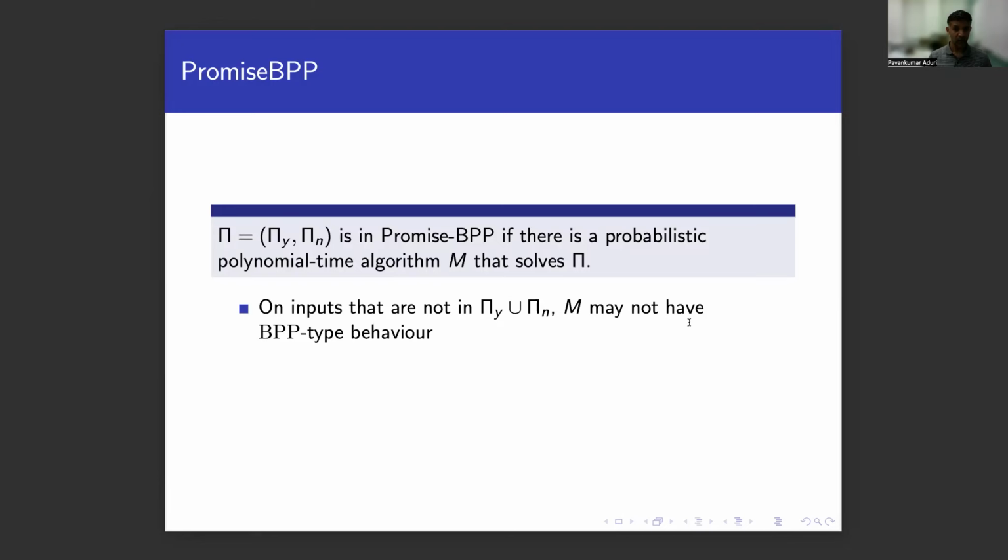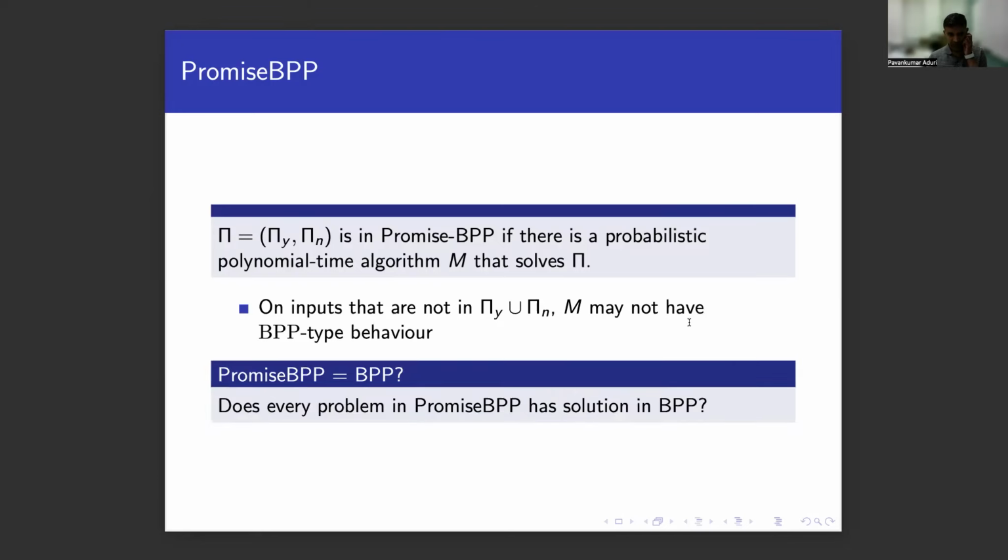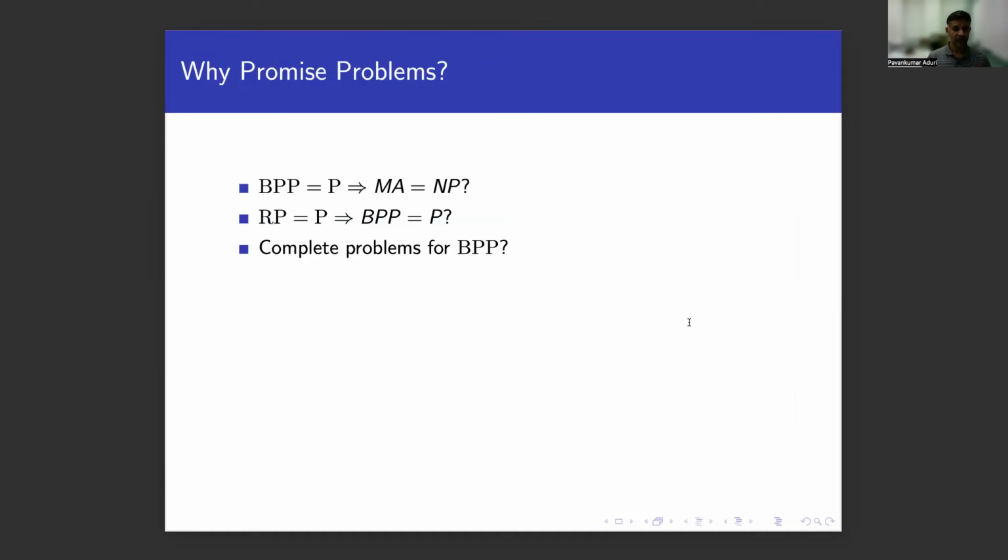Okay. So why are we interested in promise problems? The question we're going to raise is: is promise BPP equal to BPP? Does every problem in promise BPP have a solution in BPP? So why is this question interesting? Let's look at these questions. If I can derandomize BPP to P, does that imply derandomization of MA to NP? Or if I look at the one-sided probabilistic class RP, if I can derandomize it to P, does that imply derandomization of BPP to P? Or does BPP admit complete problems? For all these questions, we do not know the answers.